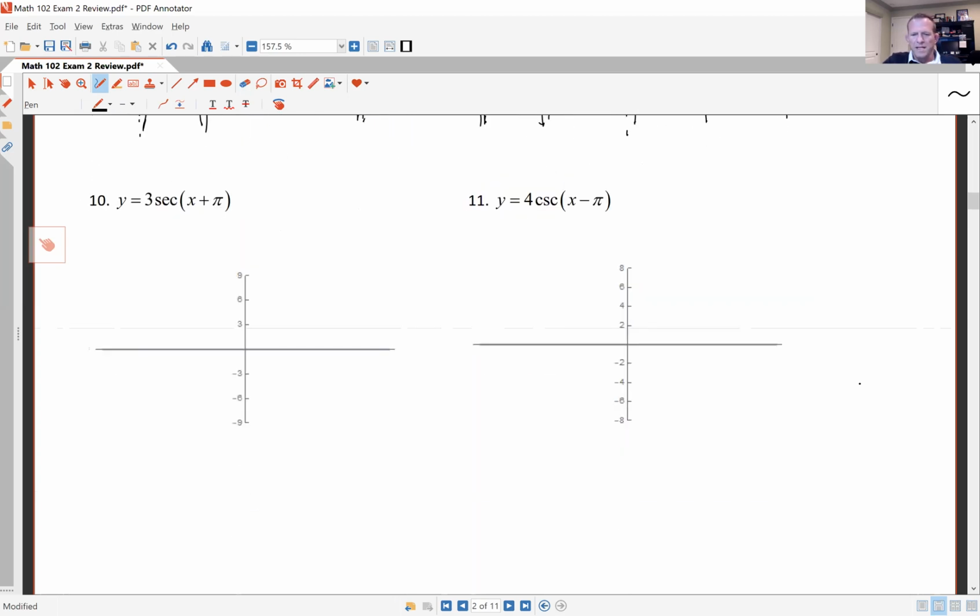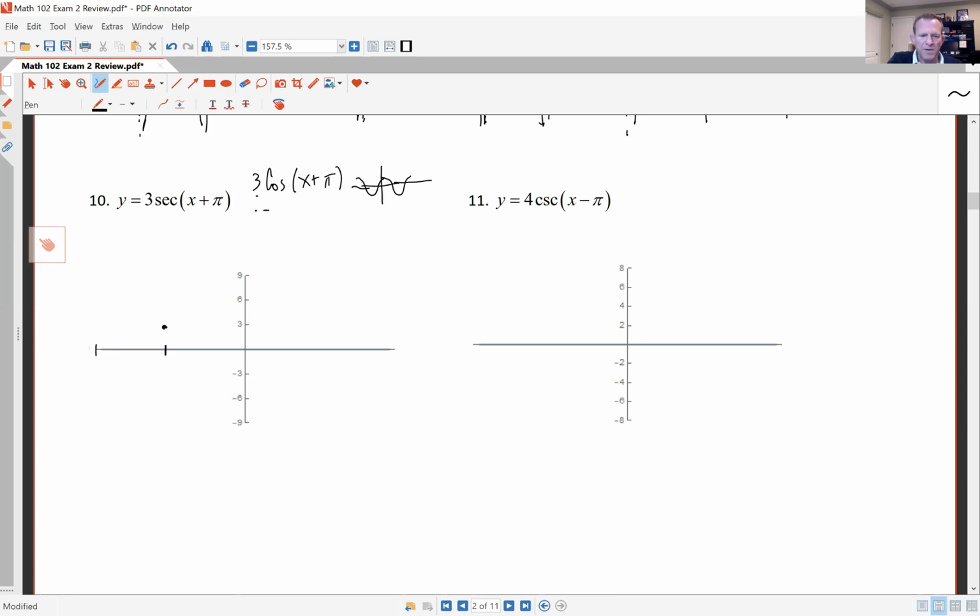Graphing secant, cosecant with a phase shift. Again, we start off this one by graphing 3 cosine x plus pi. So we're going to graph 3 cosine x plus pi by shifting everything to the left pi units. So typically our cosine looks like that, and everything's going to be shifted left pi units. So the original point was 0, 1. That's going to be shifted over to pi 1, or in this case, 3.